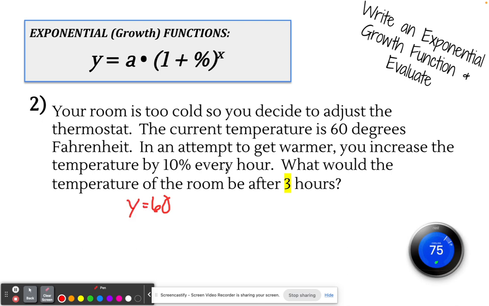It says it's going to increase temperature by 10% every hour. So 1 plus my 10%, which is 0.10, or 0.1, every hour. It's important that we make sure we're talking hours here and hours here. So we want to know what the temperature will be after 3 hours. So it's going to be y equals 60 times 1.1, or 1.10, to the third power. Again, I just typed that whole thing in my calculator.